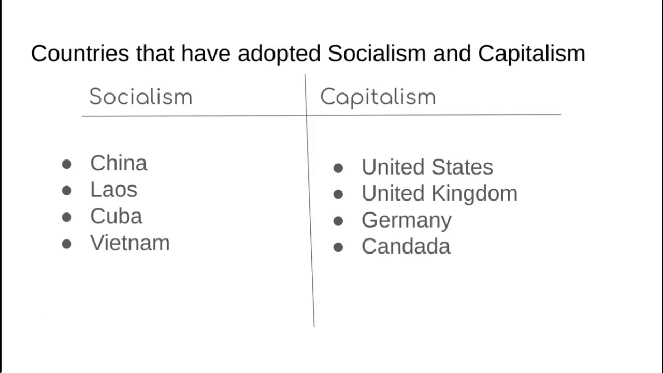Now that we understand a little preview, a little precursor on socialism and capitalism, we can look at socialist and capitalistic nations in our world. Four prominent socialist countries in our world are China, Laos, Cuba, and Vietnam. Four prominent capitalistic nations in our world are the United States, the United Kingdom, Germany, and Canada.